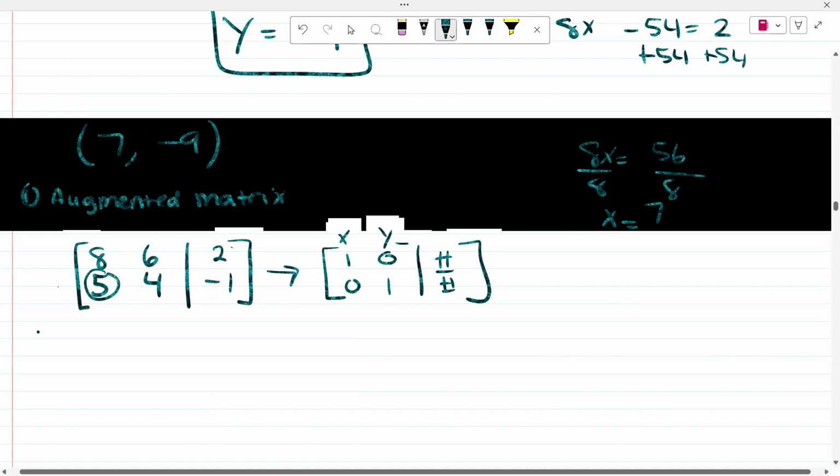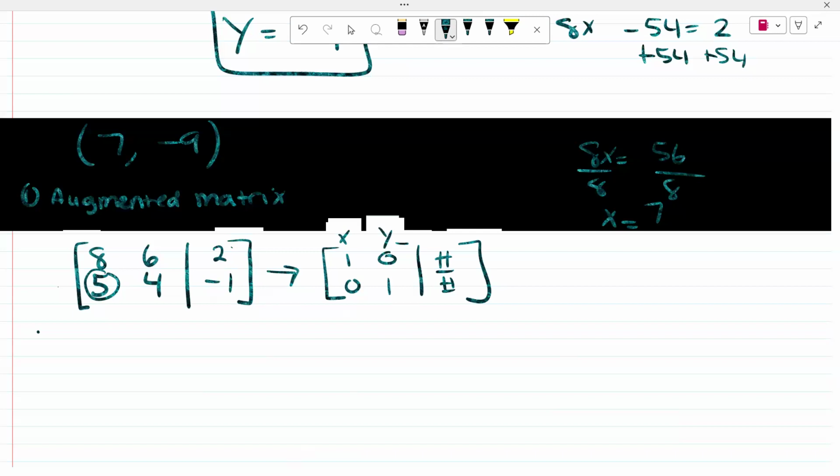So how do I do that? How on earth do I do that? How do I make this 5 into a 0? What you're going to do is use row operations. So you can either add two matrices. I mean two rows, sorry, two rows. So 5 is technically in row 2.